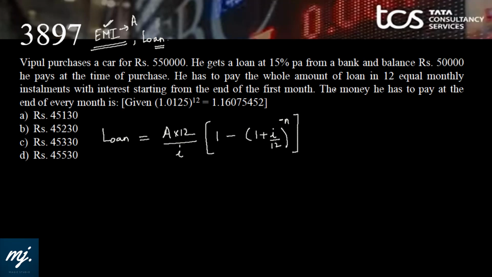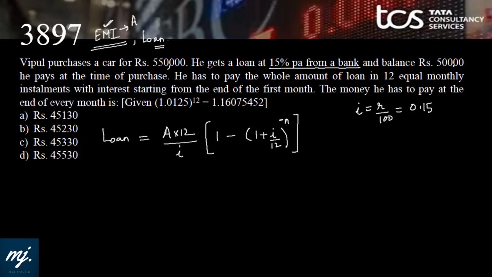Now, what is this I? I is the interest rate per annum divided by 100. In this case, I is equal to 0.15. Vipul purchases a car for rupees 5,50,000. He gets a loan at 15% per annum from the bank. That means the rate of interest is 15%, I is 0.15.